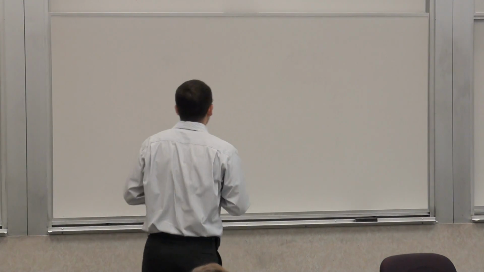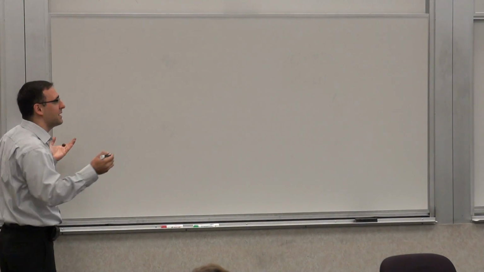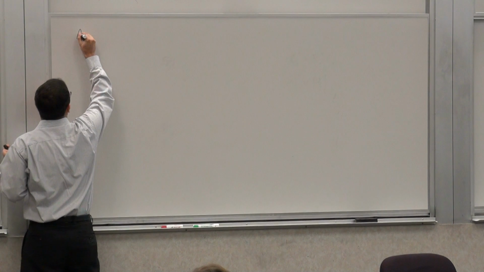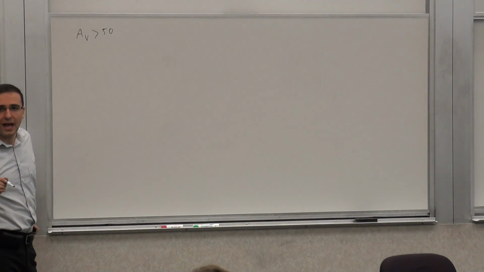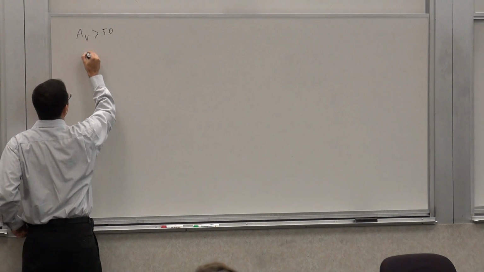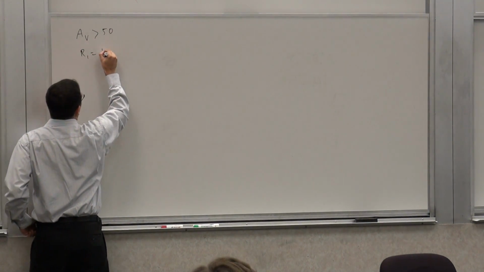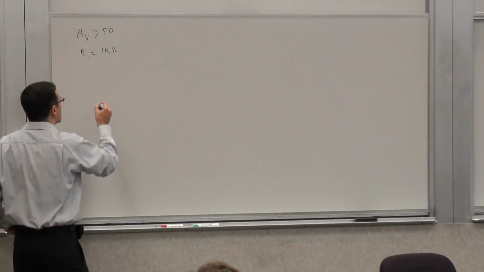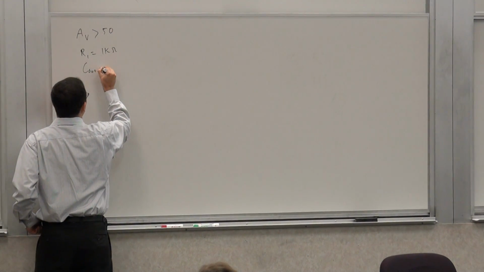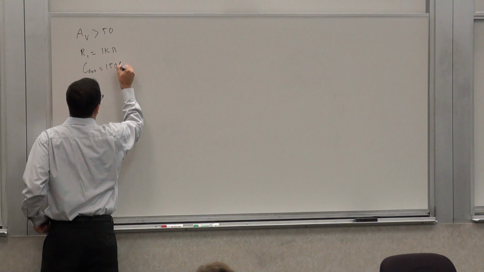So let's do an example. Let's say you have a design example. We want to have an amplifier with a voltage gain in excess of 50. We have a source resistance R1 of 1 kilo ohm. And let's say we have a load capacitance, so driving a capacitive load, C out of 150 femtofarads.